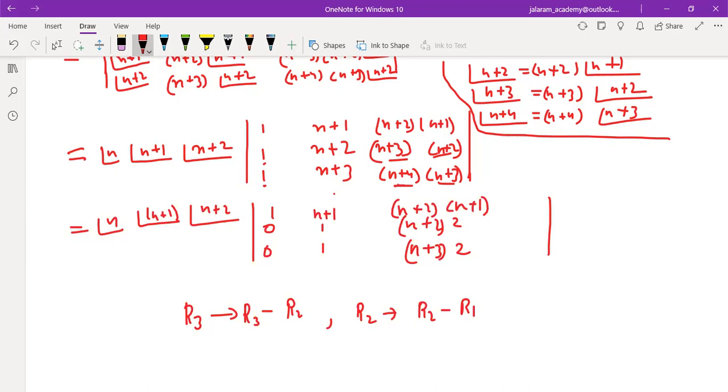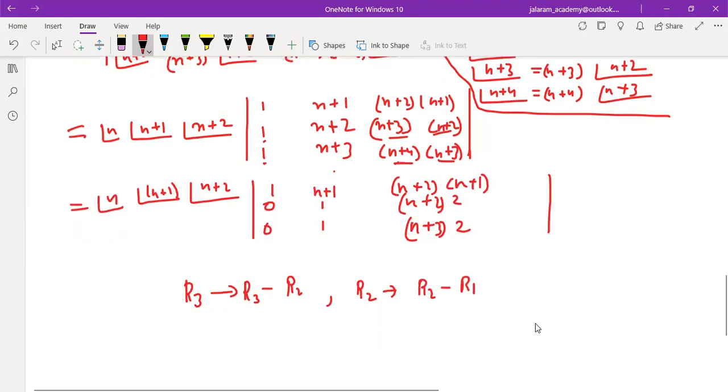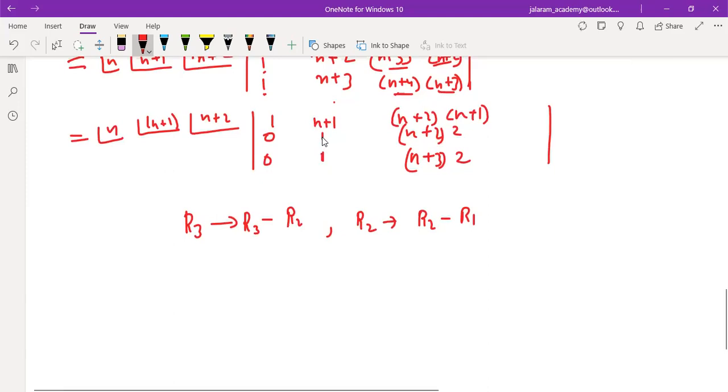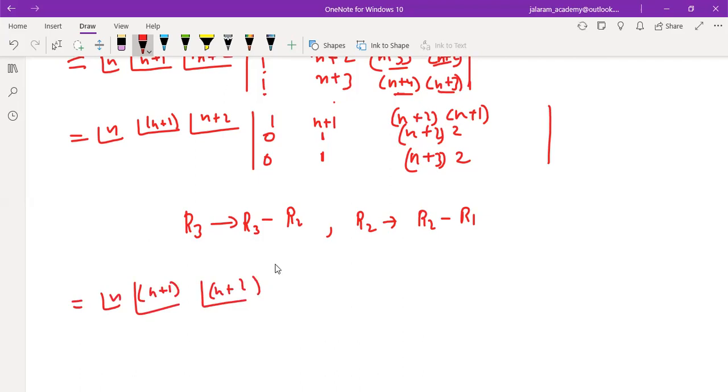So we can bring one more 0 if we again operate R3 as R3 minus R2, as there are 1 and 1 in both the rows as the second element. So if we again operate R3 as R3 minus R2, first write all the terms outside the bracket, then operate R3 as R3 minus R2. So 0 minus 0, 0, 1 minus 1, 0, and 2n plus 6 minus 2n plus 4, 2n cancelled out, 6 minus 4, 2. All the remaining elements are written as they are.